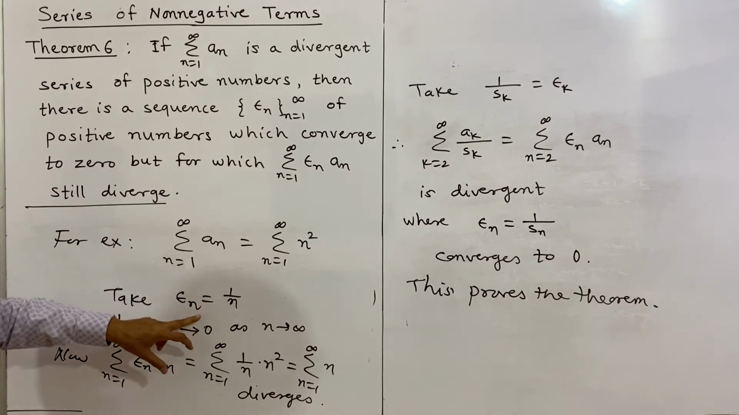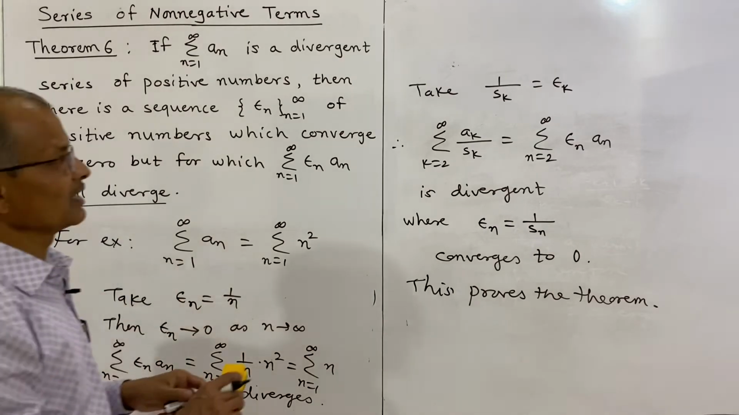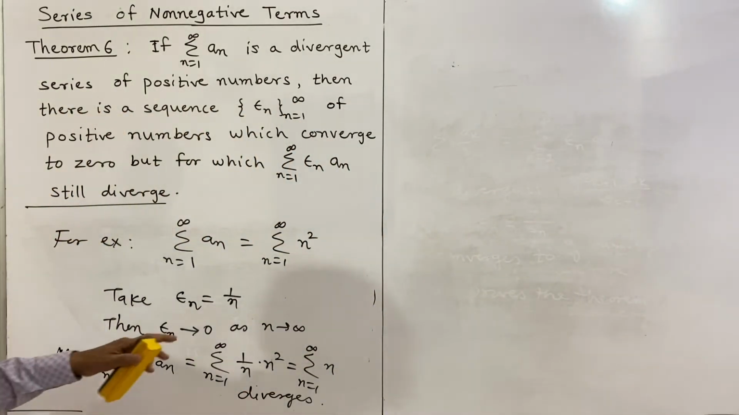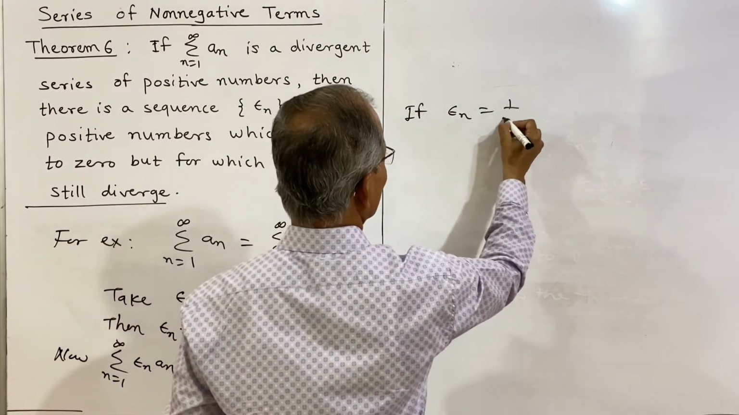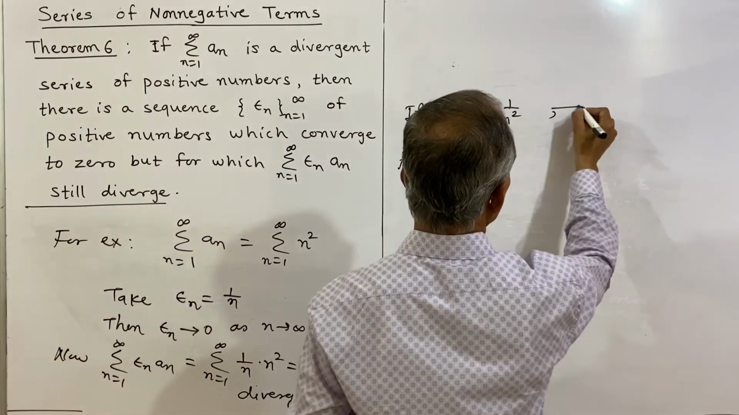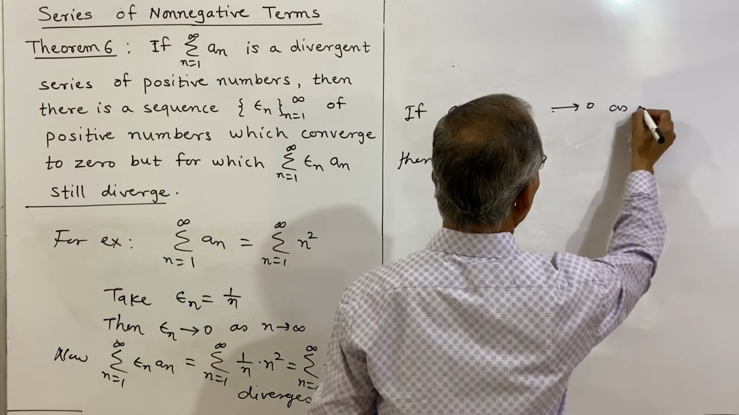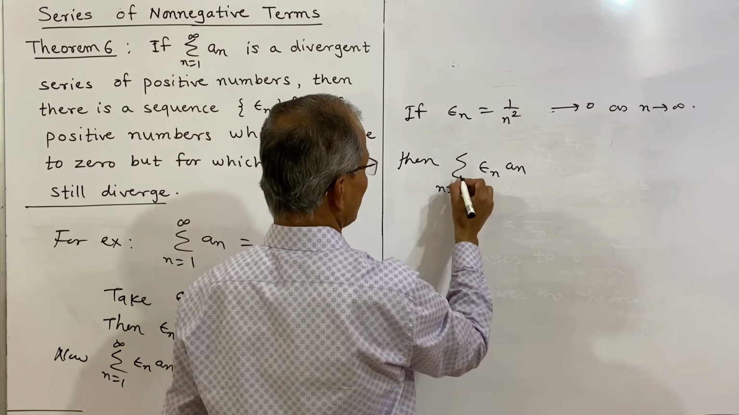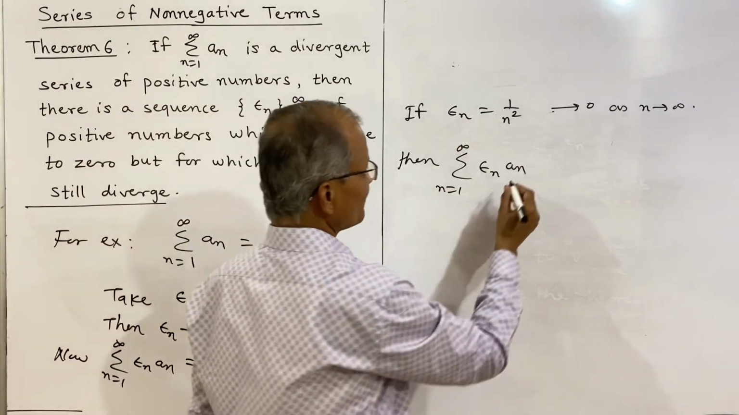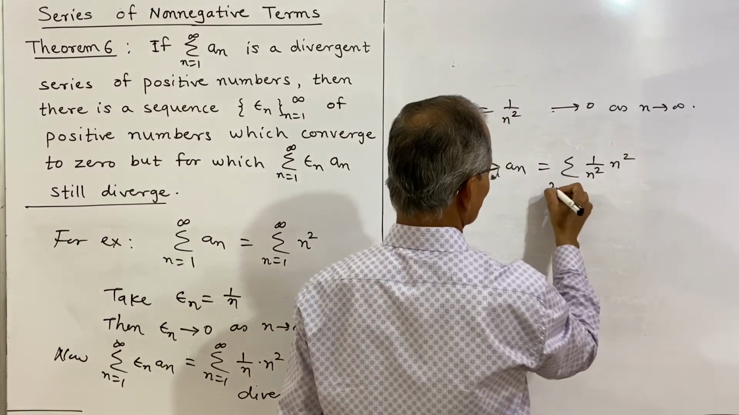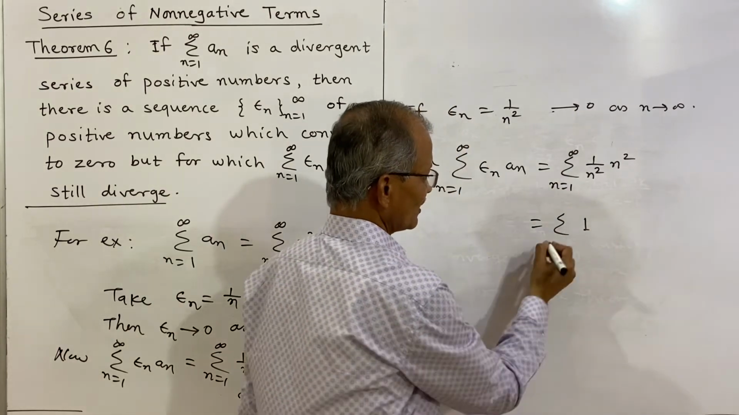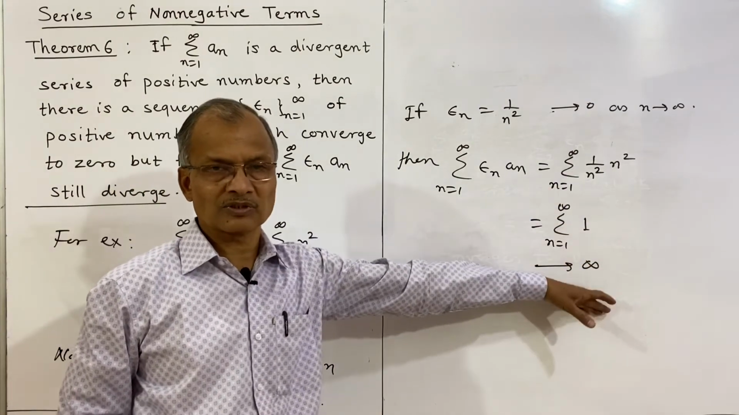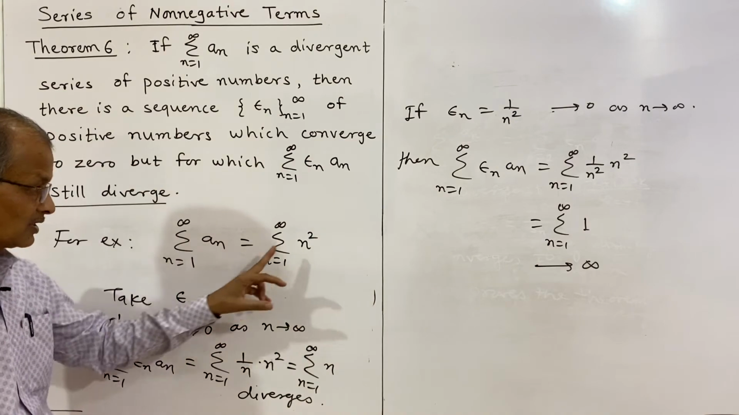Now here we can take epsilon n as 1 upon n, or we can also take epsilon n as 1 upon n square. There must exist such a sequence, and that may not be unique. So if epsilon n is 1 upon n square, then epsilon n tends to 0 as n tends to infinity. Then what is the summation of epsilon n a_n for the same a_n, n square? It will be 1 upon n square into n square, and this is summation 1, n takes value 1 to infinity. So this also diverges to infinity, 1 plus 1 infinite times, that is infinity.